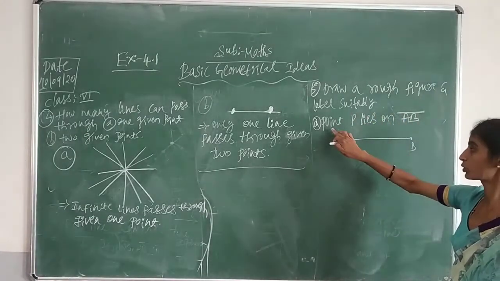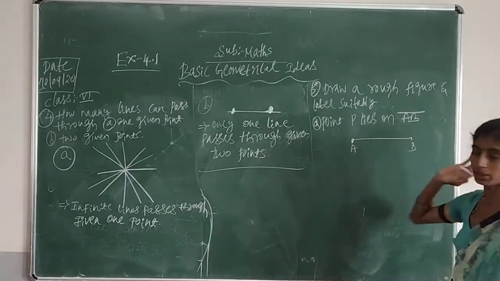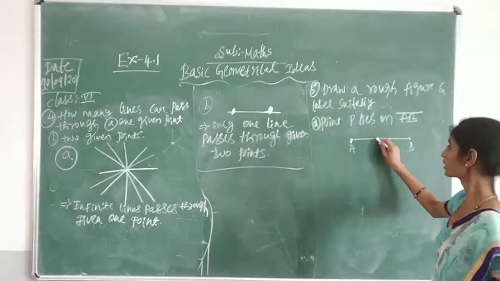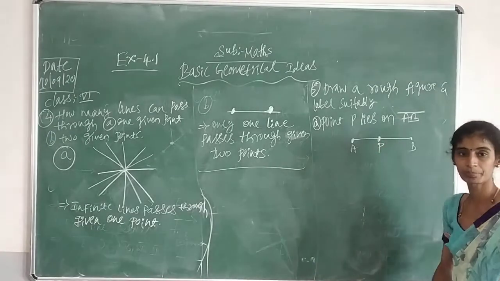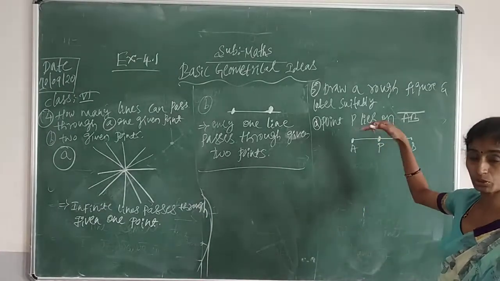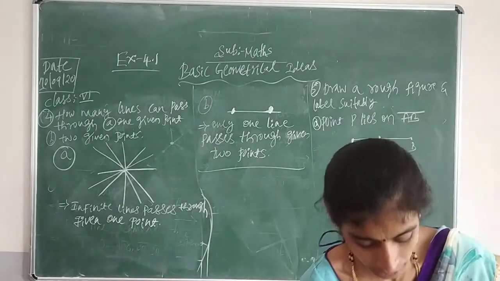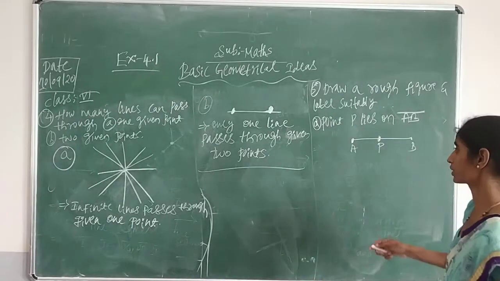Then you have to read this question. Point P lies on AB. Point P lies on AB means on this line somewhere you should write the P. Lies is nothing but it is going to come on that line. Okay. This is all about the first question.